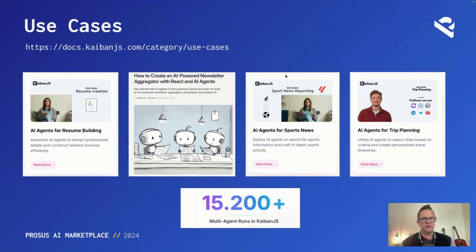We have many others, like on the website, the classic ones, like the trip planning team. You also have the ones for sports news, and it has an agent that is capable of doing all the agentic work, like using memory, and is built on top of LangChain.js. So if there is something that KaibanJS doesn't cover, you can always use the big ecosystem that LangChain.js supports.